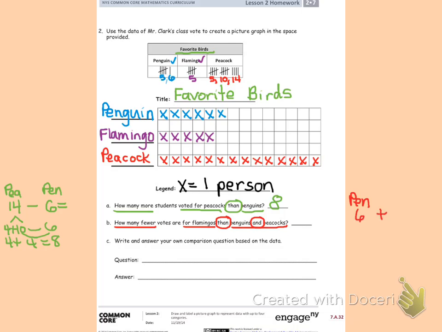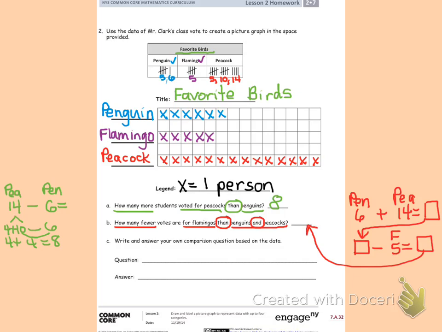And then peacocks, we used P-E-A. That was 14. Find the total there, and then subtract it from the number for flamingos. Take that number, write it again, and subtract it from the number of flamingos, which is 5. The new answer then goes on line B.